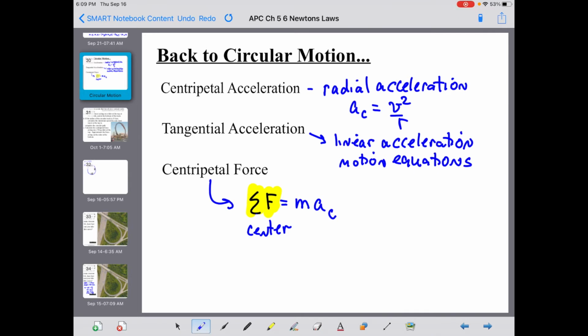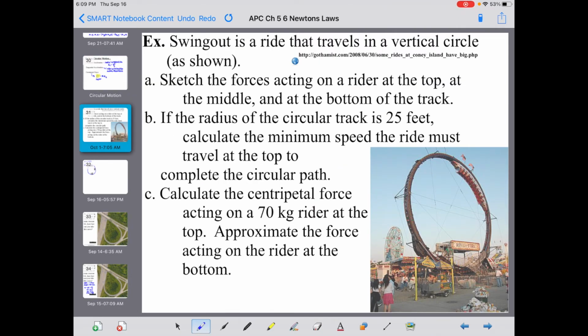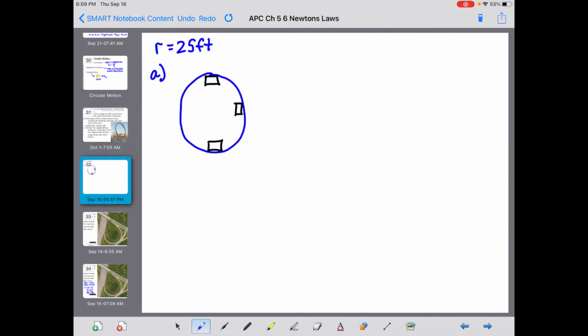Let's consider an example. Wonderfully dangerous, obnoxious ride. Swing out. Travels in a vertical circle. We want to sketch the forces acting at the right, or at the top, the middle, and the bottom of the track, and then calculate other things. So here is our situation. We know wherever the object is, it's going to have weight. So I'm going to draw mg acting on the object at all 3 locations.